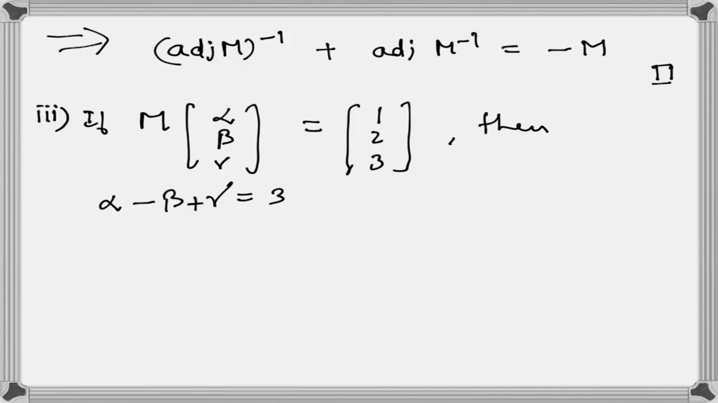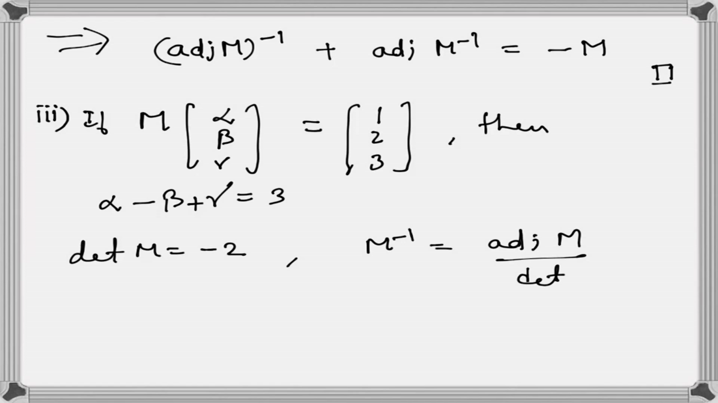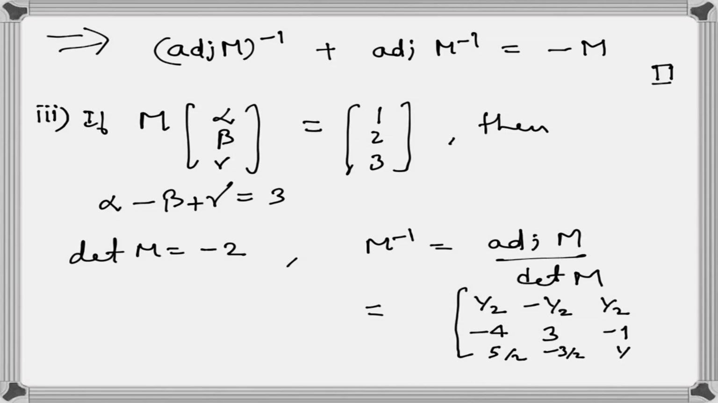Okay, so given determinant of M is minus 2, all right, so that means M is invertible. So what is M inverse? M inverse is the adjoint M divided by determinant of M, right? So what is this? We know the adjoint matrix. I'll just divide that matrix by minus 2, so we get 1 by 2, minus 1 by 2, 1 by 2, minus 4, 3, minus 1, minus 5 by 2, this is 5 by 2, this is minus 3 by 2, and this is 1 by 2. So this is the M inverse, right?